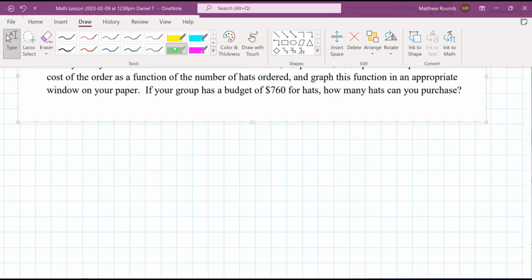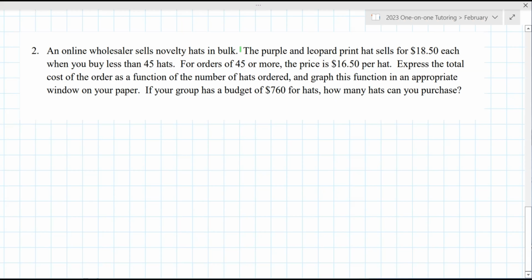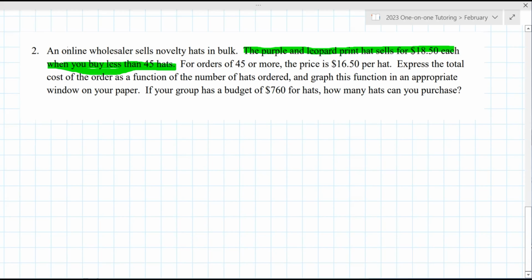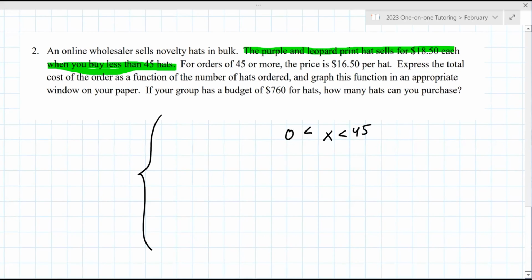So again, they're doing a nice job here of specifying the domain. That's what you look at first with these. You always look at the domain. They're saying less than 45 hats. So again, it's a piecewise function. If you buy less than 45 hats, you get that price. You can buy 0 hats, I suppose.